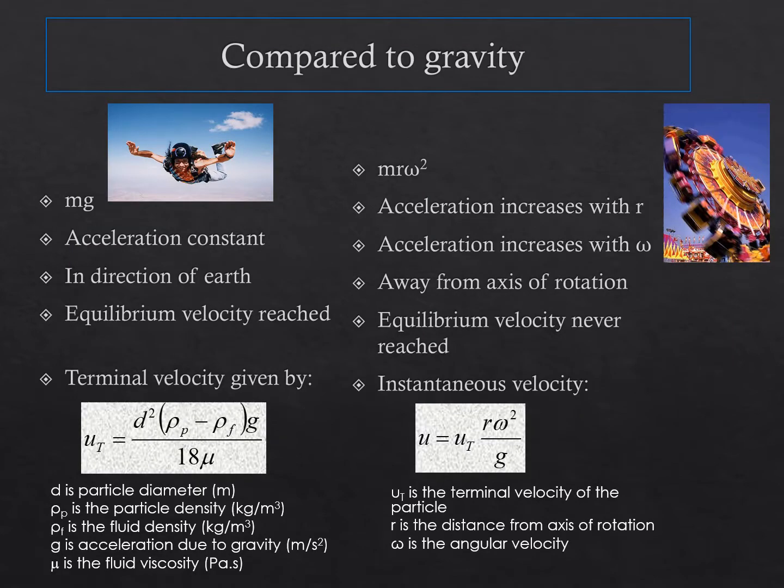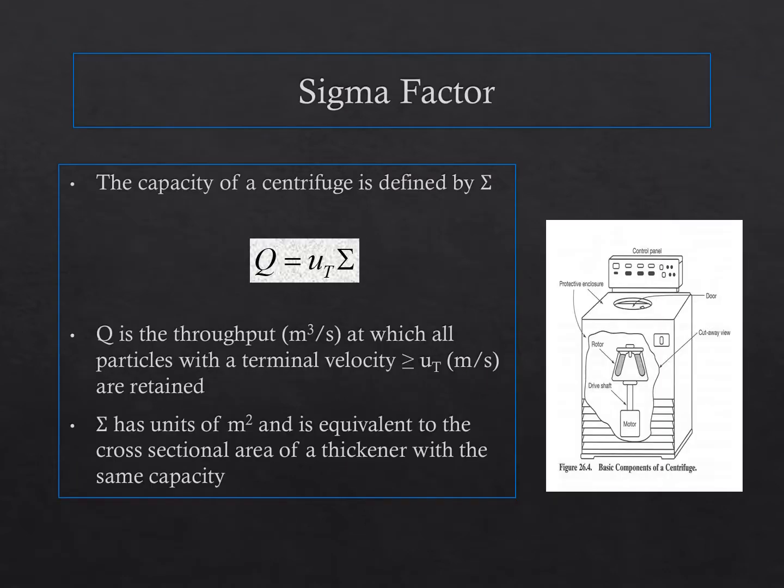Here we compare the gravitational force and centrifugal force. The acceleration is constant in gravitational force. The acceleration increases with r and omega in centrifugal force. The direction is towards the earth in gravitational force, and away from the axis of rotation in centrifugal force. Formula for the gravitational force and formula for the centrifugal force. Here we see the sigma factor of the centrifugation.